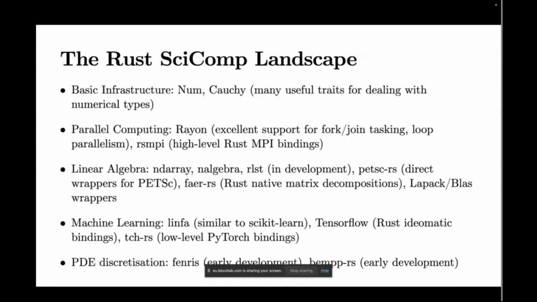And then when a good solution was found, it was integrated into the standard library. This is the reason why things like basic traits for numerical data types are part of external packages, here in num and Cauchy. So that's very normal in Rust. Parallel computing for multi-threading, Rayon provides excellent support for fork join tasking, loop parallelism. Then there's RS MPI for high-level Rust MPI bindings, very mature MPI bindings, very nice to use.